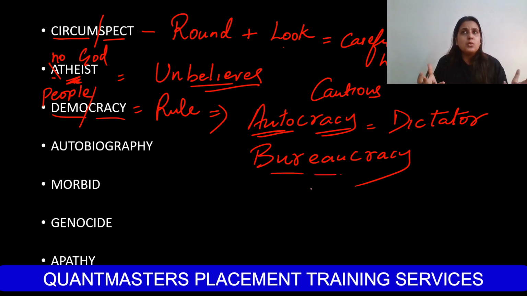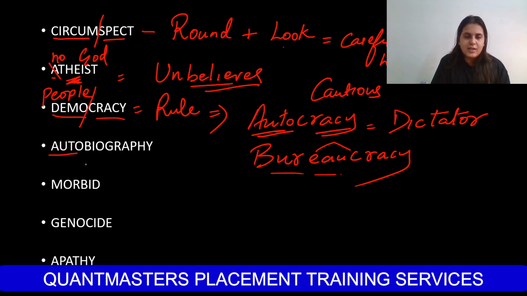Now, when you say bureau, CBI, Central Bureau of Investigation, what is bureau? Bureau is a department. Who works in departments? Officers, officials. Bureaucracy is the rule of officials. That is called bureaucracy. So it is just about breaking down the word.